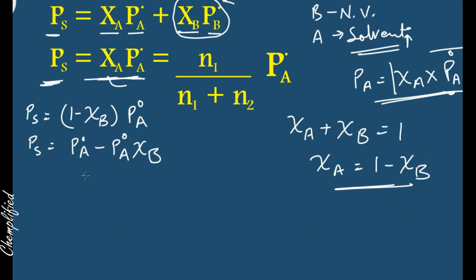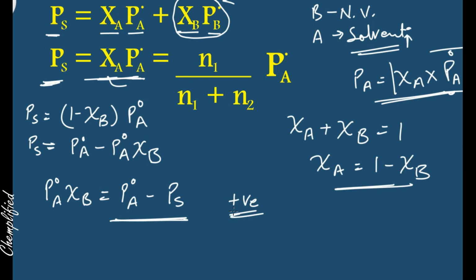After interchanging a few terms from the left hand side and right hand side of the equation, we will get P naught A xb is equal to P naught A minus PS. Now this P naught A minus PS has a positive value, which means, I repeat, if P naught A, the vapor pressure of component A in pure state, minus the total pressure of the solution is positive, it means P naught A is greater than PS, right?